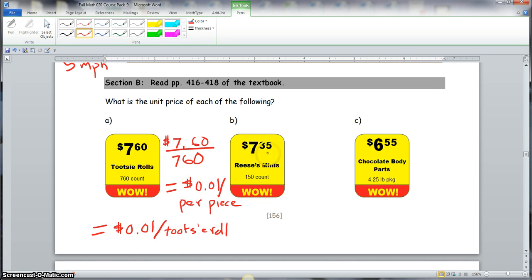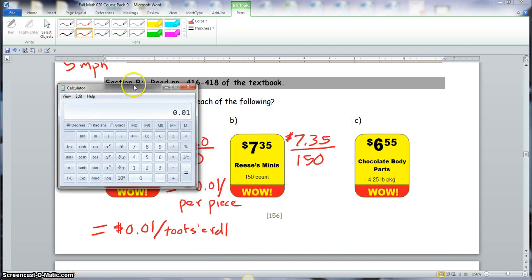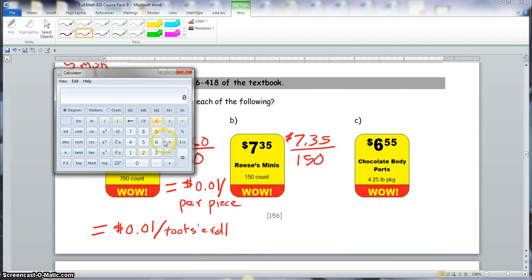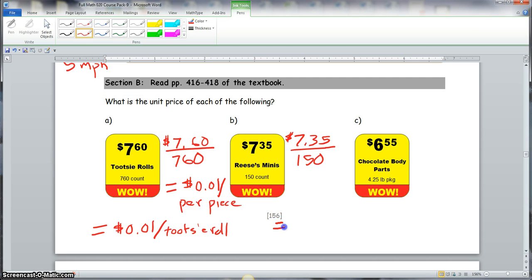Now we go here to B. We have $7.35 for the Reese Minis. So we would take $7.35 and divide that by how many we have in a bag, which is 150. So now we take our calculator. Let me move it back over this way. We'll take $7.35 divided by how many we have in a bag. This will give us, and we could write that down as, 0.049.